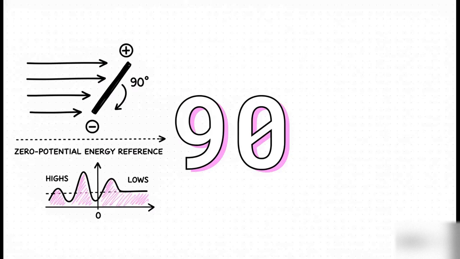So you might be wondering, why the big focus on 90 degrees? Well, to measure these extreme states of equilibrium, we really need a baseline. We actually establish our zero potential energy reference point when the dipole is completely perpendicular to the electric field at exactly 90 degrees. That's our zero mark, and it allows us to calculate all the highs and lows from there.